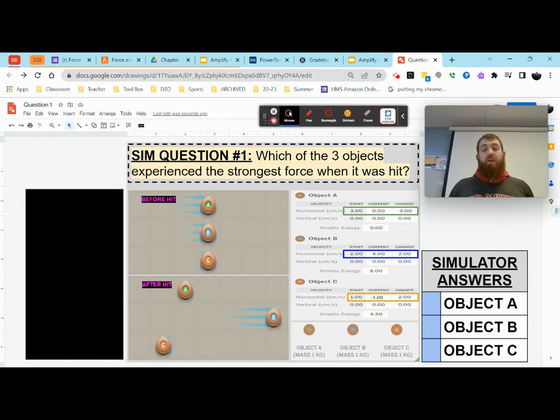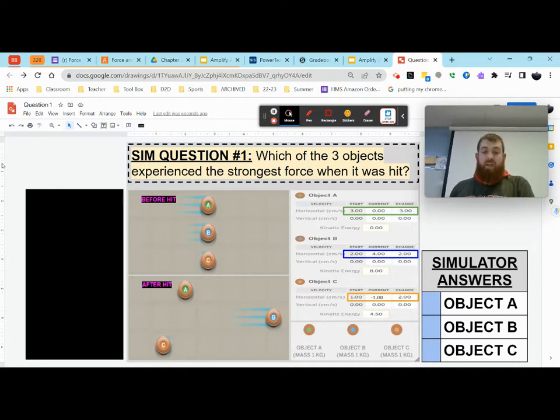Hey everyone, Mr. Regan here, and today we're looking at our first sim question, looking to apply our knowledge of force, mass, and velocity to a question about three objects, A, B, and C, that we see. The question we're looking to answer is which of our three objects experienced the strongest force when it was hit?